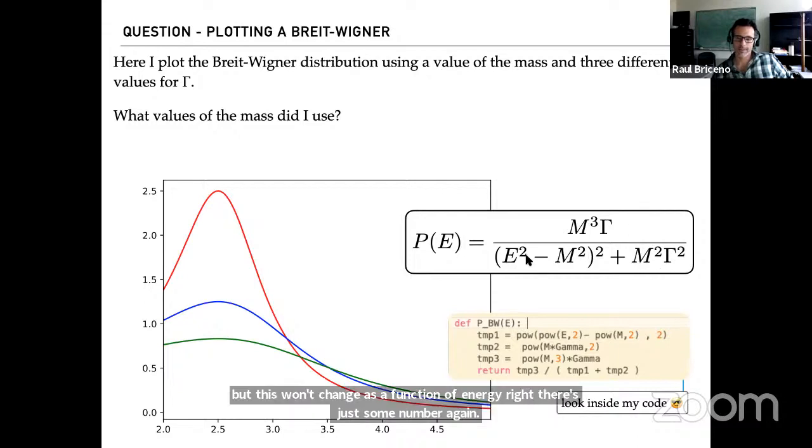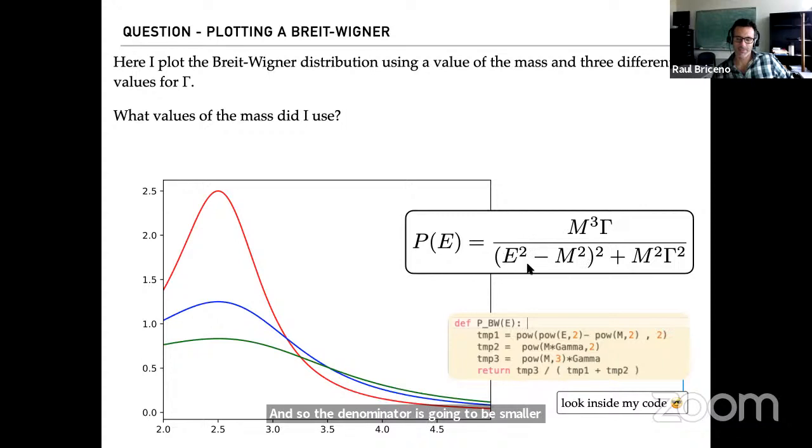And so the denominator is going to be smallest when this is smallest right here. This whole thing is a positive number, and I'm always adding it. So this is smaller when E is equal to M, and so when E is equal to M, this is going to be biggest. We see that the peak for all of them, the biggest value, is always when E is equal to 2.5. And so M being equal to 2.5 is absolutely right.